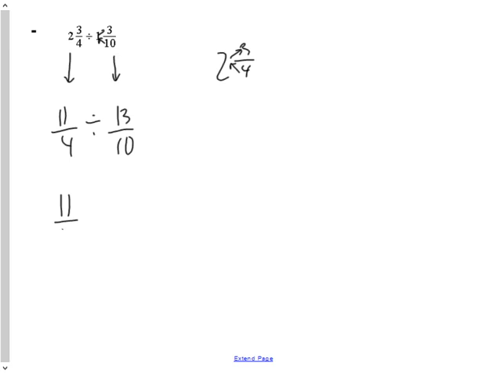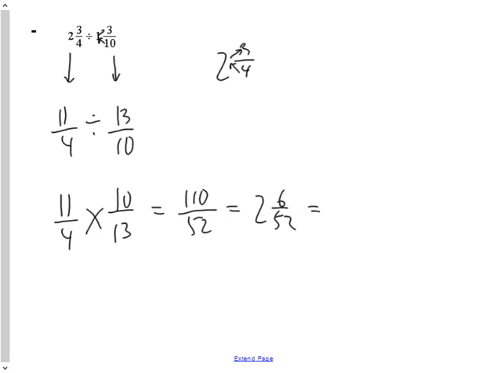Now I'm going to keep the first fraction, change the multiplication by the reciprocal. When I multiply my numerators out, I get 110. When I multiply my denominators, I get 52. That will be 2, which is 104, and 6 over 52. I think I made a mistake somewhere here, but that's okay. I'll just do it out. Which is 2, and we both can be divided by 2.